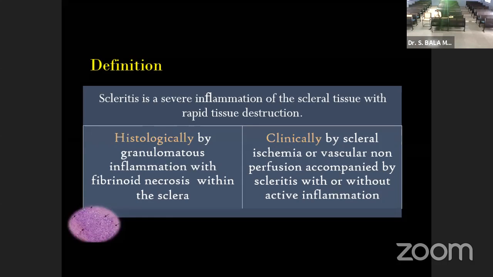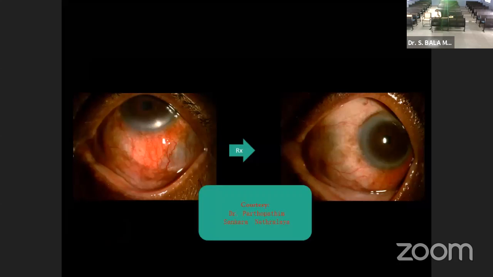Definition. Scleritis is defined clinically as well as histologically. Clinically, it is ischemia or vascular non-perfusion accompanied by the inflammation of the sclera, with or without an active evidence of inflammation. Histologically, there is a granulomatous inflammation with fibrinoid necrosis within the layer of the sclera.